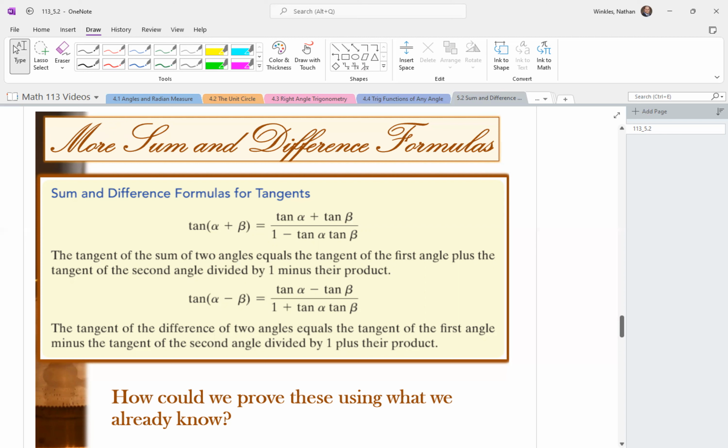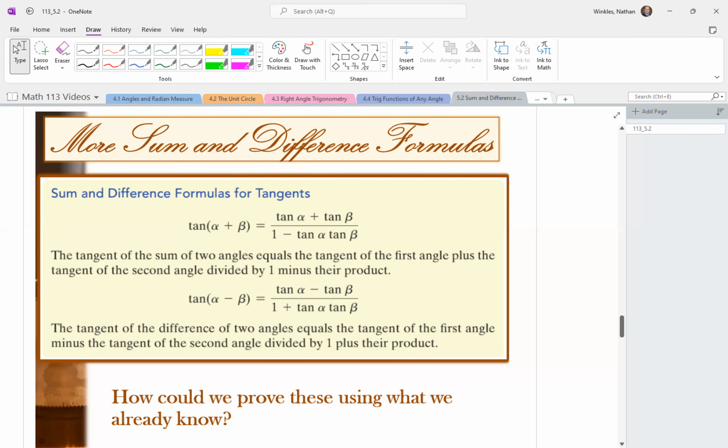So tangent of alpha plus beta is equal to tangent of alpha plus tangent of beta over 1 minus tan alpha tan beta. Whatever the sign is in the parentheses, that's the sign that goes up top. The one down below is opposite always. So tangent of alpha minus beta is tan alpha minus tan beta over 1 plus tan alpha tan beta.